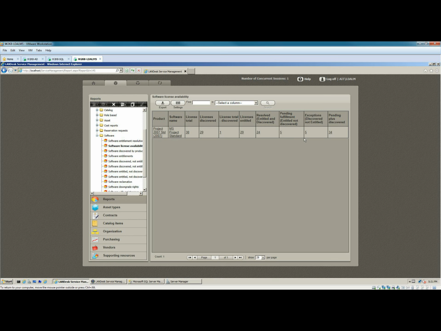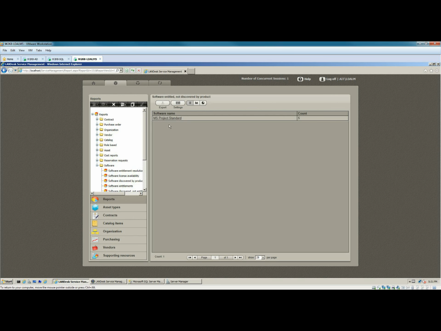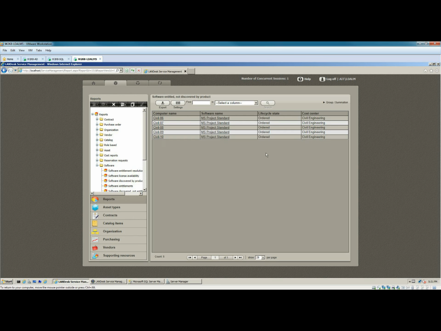So, moving into there, we pop down and say, well, the first question is software entitled not discovered. If we look in this particular case, it makes a lot of sense to us. There are 5 computers that are ordered. We've already got the software all ready to go for them. As soon as those 5 computers come in, we're set. We know what's going to happen. It's going to hit the network, and people have their software, and everybody's happy.